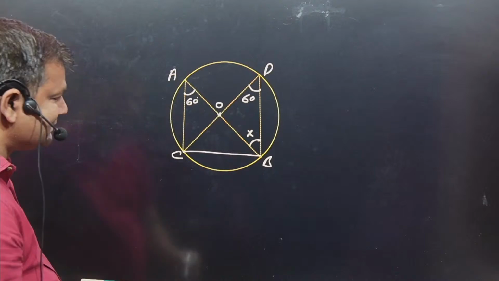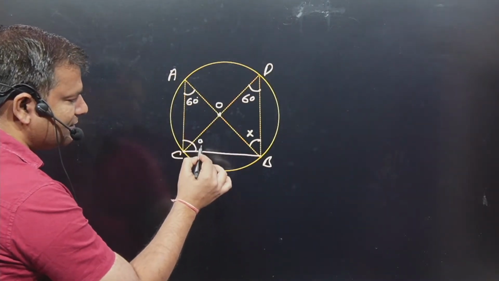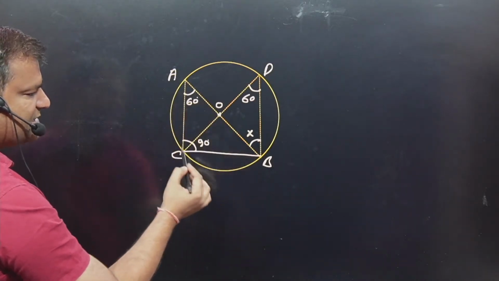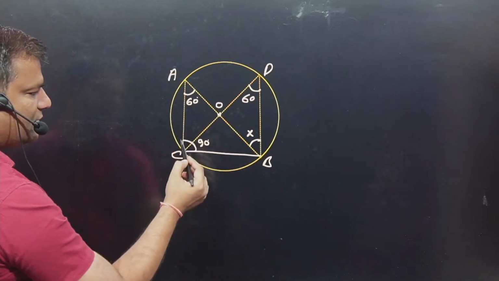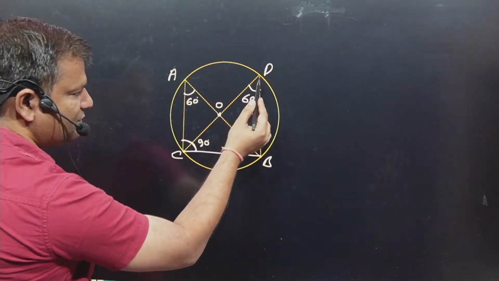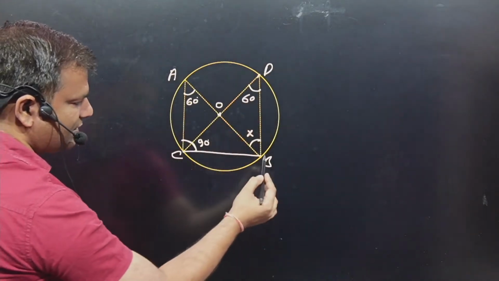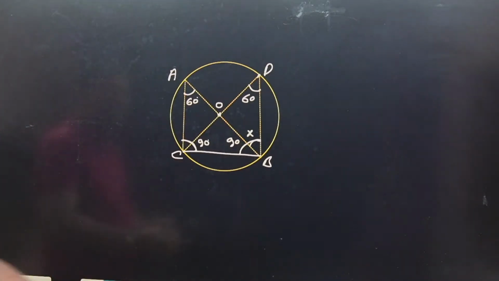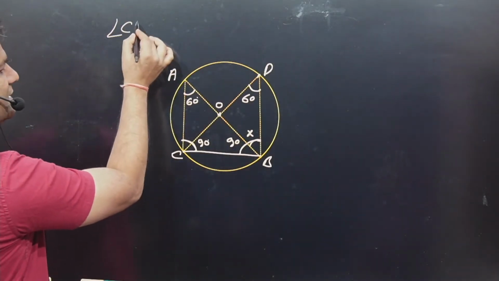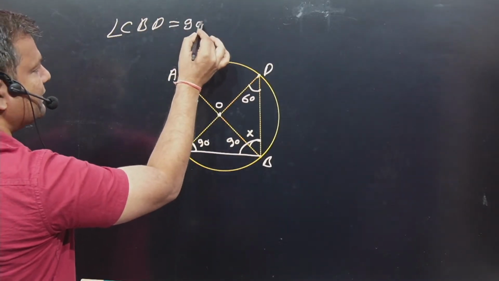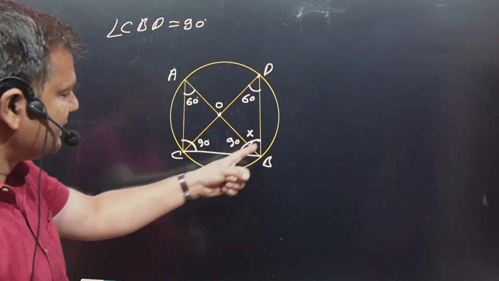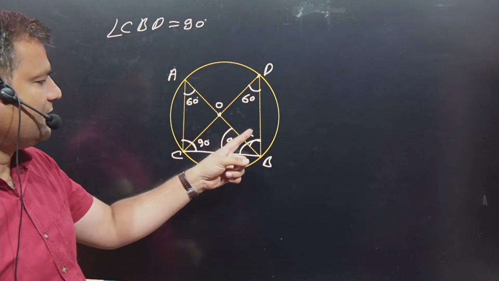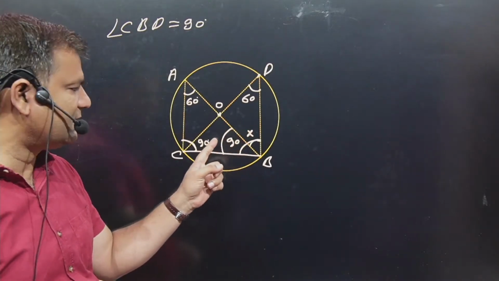After that, that angle is 90 degree. Why? Because this one is diameter and this one is basically a semicircle angle, so that angle is 90. And if you see this triangle, what about that angle? Also 90. Clear or not? So you can say that angle CBD will equal to 90 degree. If you determine that angle, 90 minus that angle, we get x.